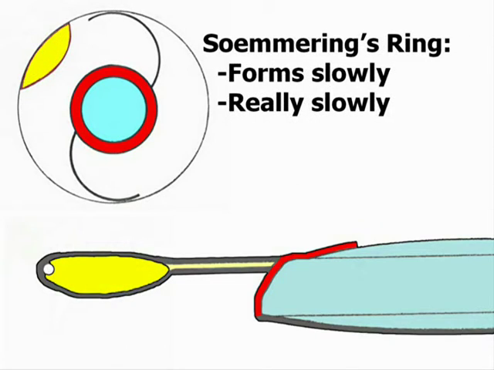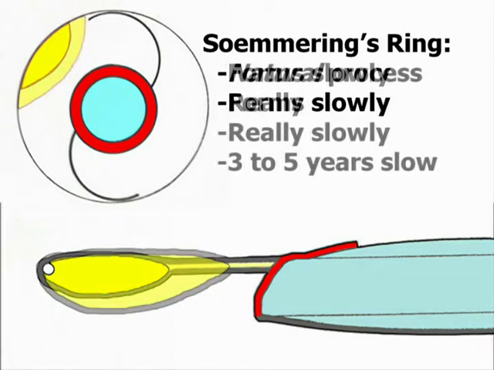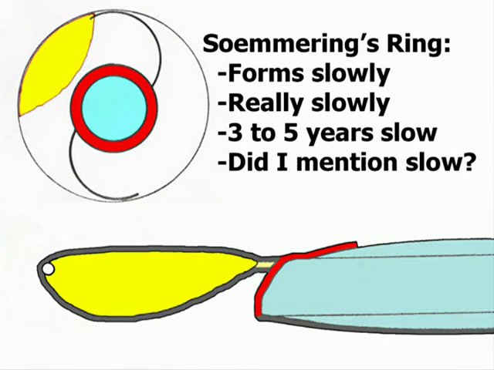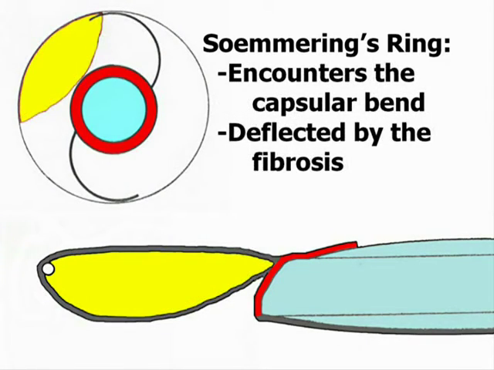Soemmering's ring forms slowly, really slowly. And I mentioned it was a natural process, right? Did I mention that it's rather slow? But at some point, Soemmering's ring encounters the capsular bend, and it can be deflected by the fibrosis.